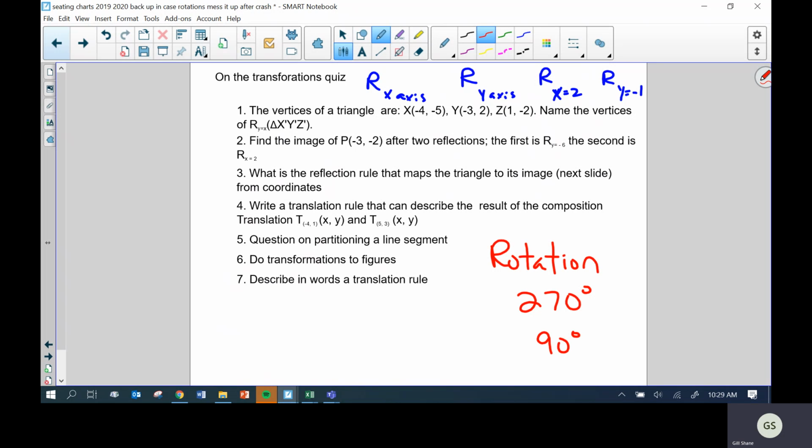So they give you some kind of rotation, whether they verbally say rotate or whether they give you the actual notation like that. That means counterclockwise. So the opposite way of the way the second hand goes.